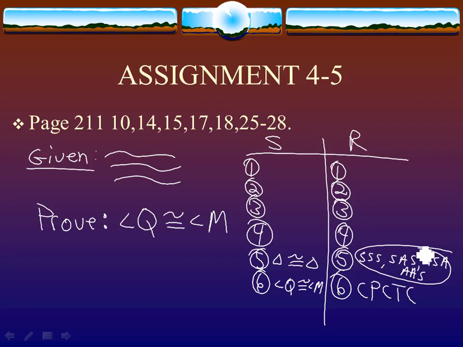Alright, still the same thing. You got triangles as your statement. Your reason's gotta be one of those things. So if you're looking at your 2-column proof, before CPCTC, what should be right above it every single time? One of those four things. If it's not, then something's wrong.